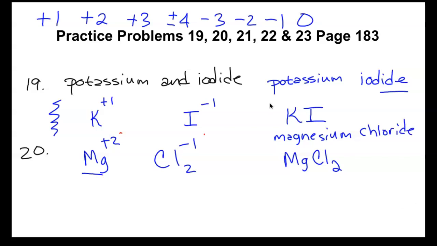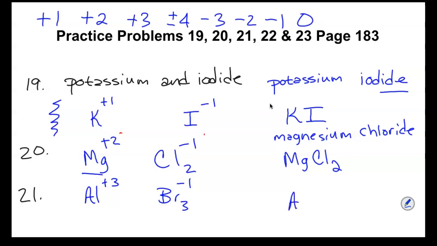Okay? Let's go ahead and do problem number 21. Again, you can pause the video if you need to. You can work it out on your own. Problem 21 is aluminum and bromine. So here's aluminum, here's bromine. I've got a +3, and I've got a -1. We need to get them to the least common multiple. The first number that both 1 and 3 go into is 3. So aluminum is already at a +3. Let's get the bromine to a -3 by adding 3 of them.